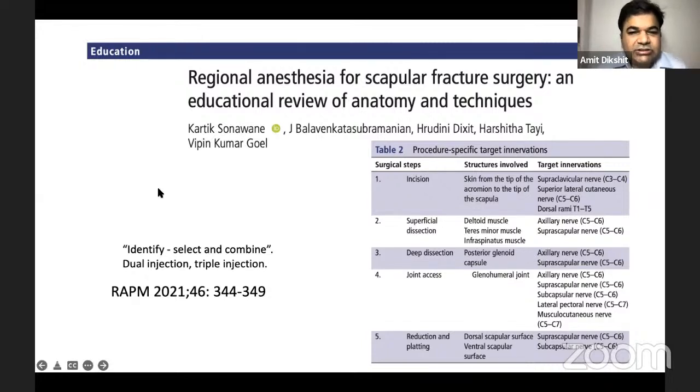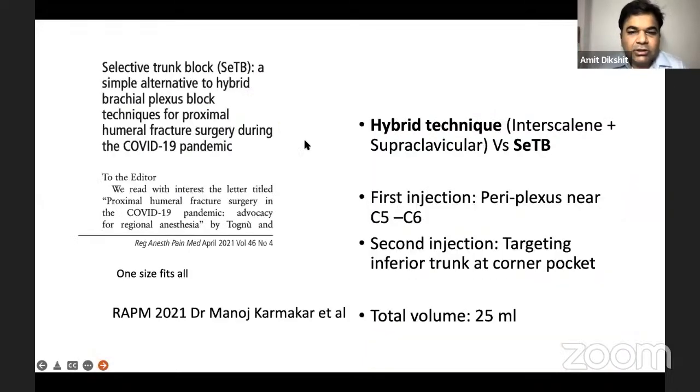So this trend has changed, and we have started looking at the sonoanatomy, the dermatome and the osteotome, and doing low volume, low concentration, selective injections and combinations of injections. In my technique, more or less what I use is this block, inspired by an article by Dr. Manoj Karmakar, who called it a selective truncal block. What he did is the first injection in the periplexus area near C5 and C6.